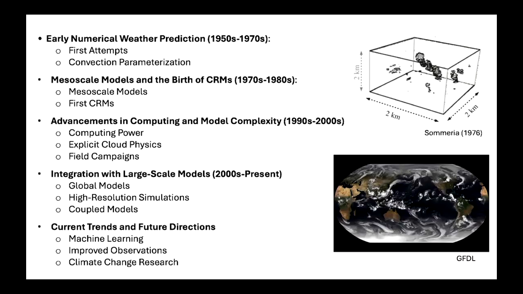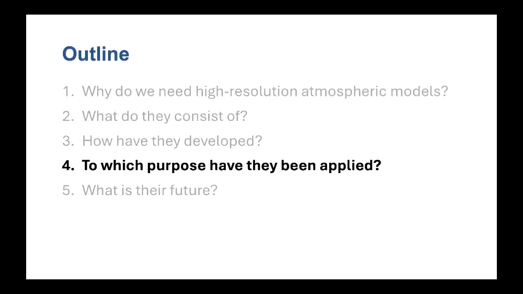And finally, what about the current trend and future direction? What we're seeing right now, which is probably what some of you have been working quite actively on, is to incorporate machine learning into improving some of these models and developing parameterizations. And also we have improved observational systems to help improve this modeling framework. And finally, we saw more and more applications of this cloud resolving model in climate change related research. So that's just a bit of the history of its development.